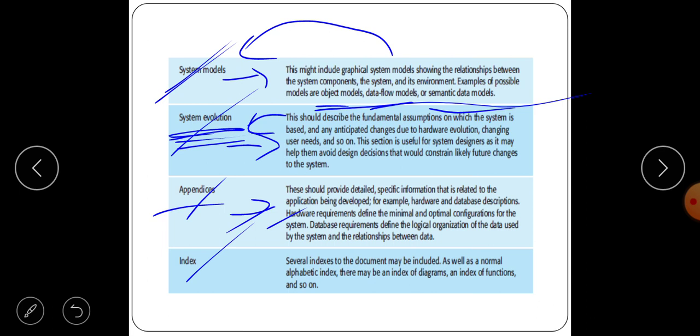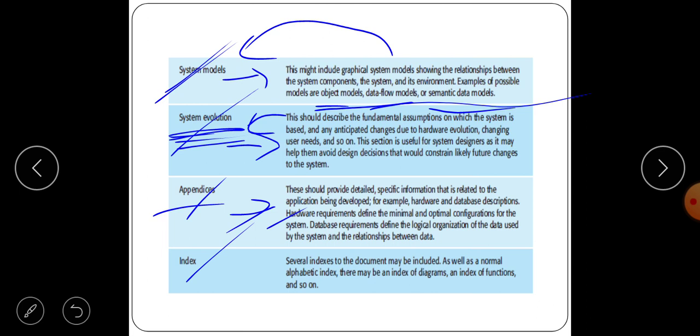Suppose hardware requirements define the minimal and optimal configuration for the system. Okay, what is the minimal and optimal configuration for the system will be used in the system, using hardware requirements, will be explained.